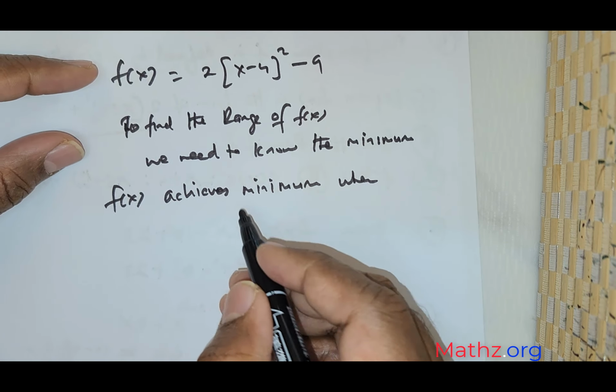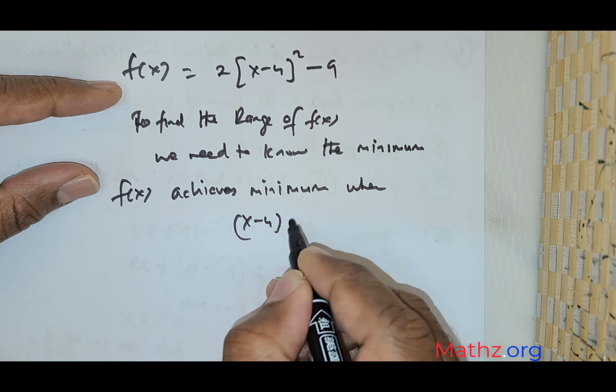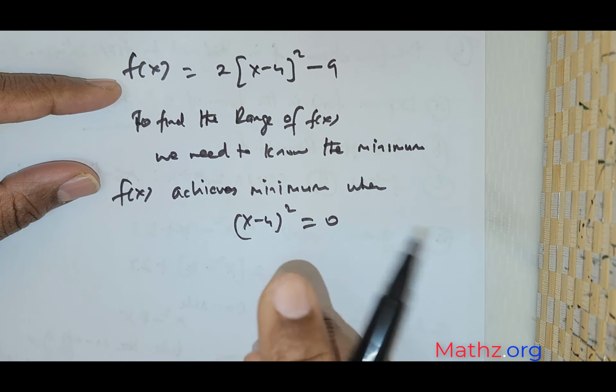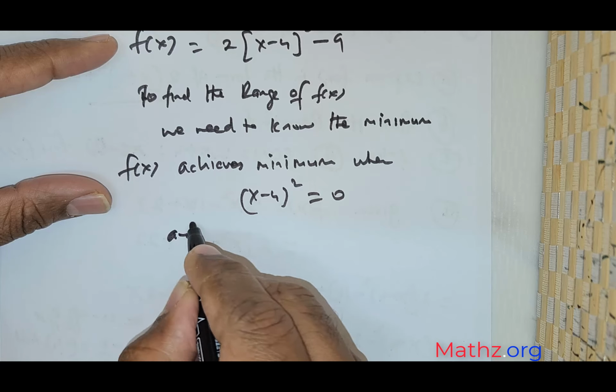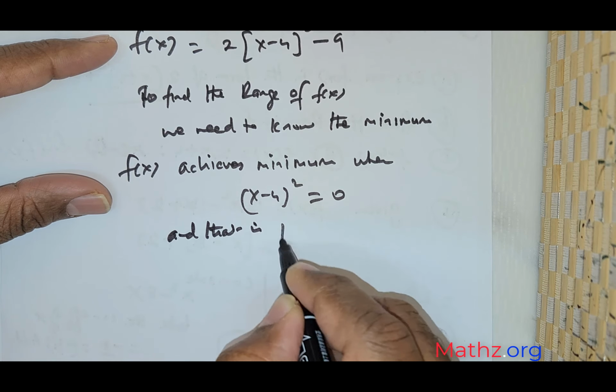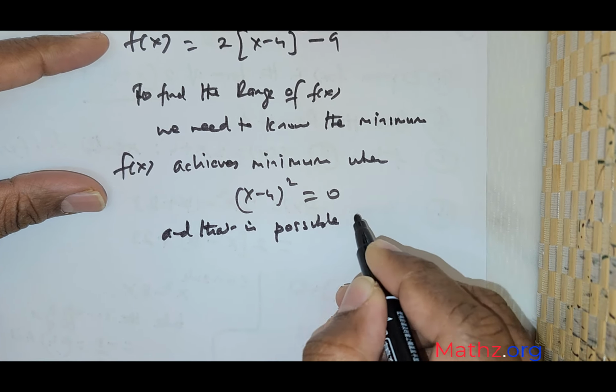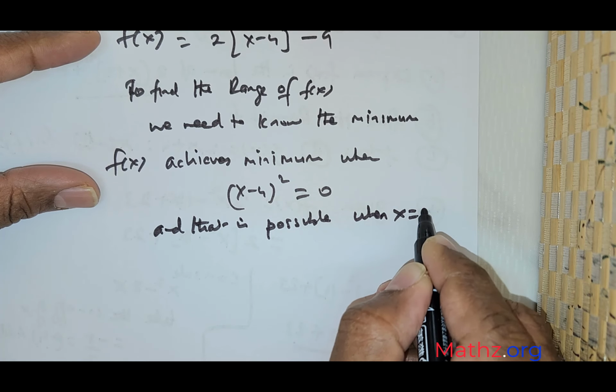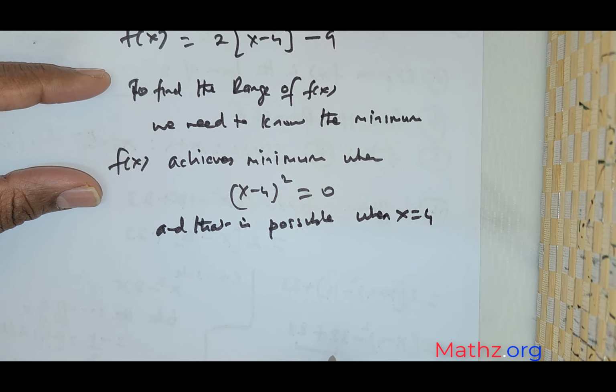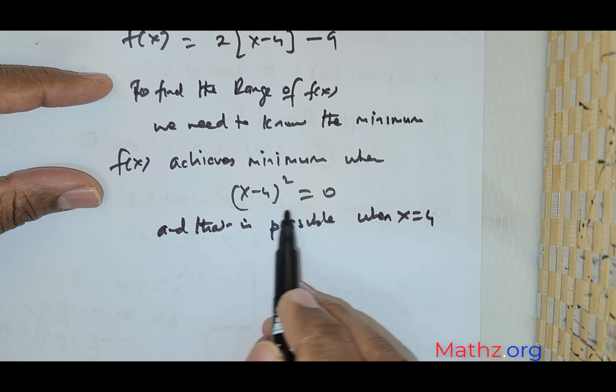So this term will be equal to 0 when x minus 4 the whole square becomes equal to 0, and that is possible when x is equal to 4. You substitute x equal to 4, and this will become equal to 0.